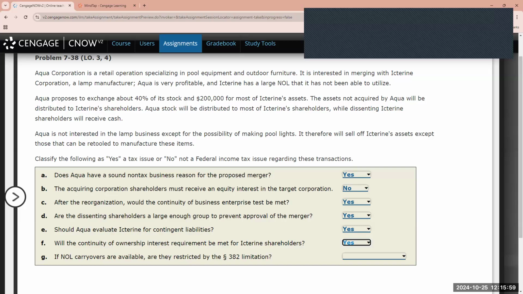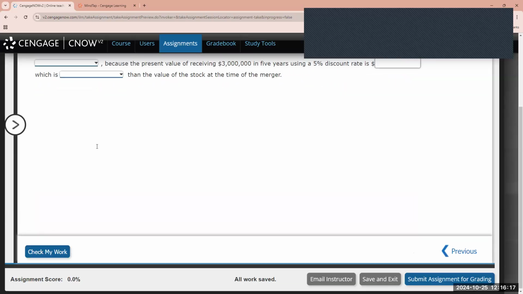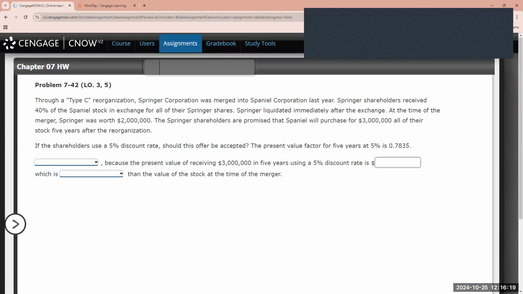And G, if NOL carryovers are available, are they restricted to Section 382? To curtail the tax benefits received from the NOL, Section 382 limits the yearly NOL that's going to be utilized by the successor corporation. So this answer is yes. All right, so this brings us to our last question. And here it asks, if the shareholders use a 5% discount rate, should this offer be accepted?